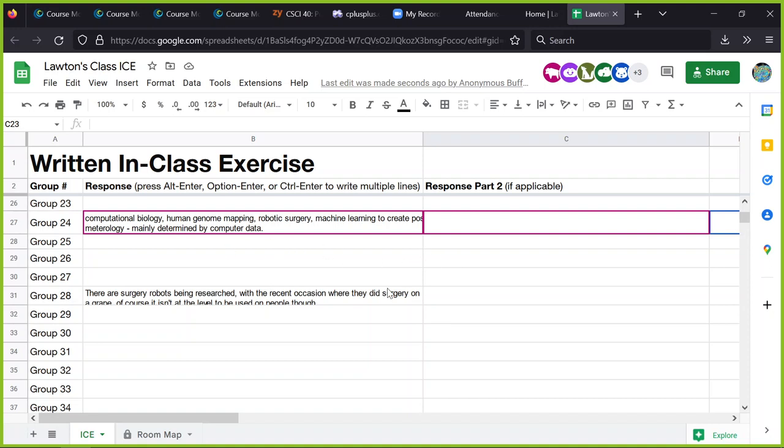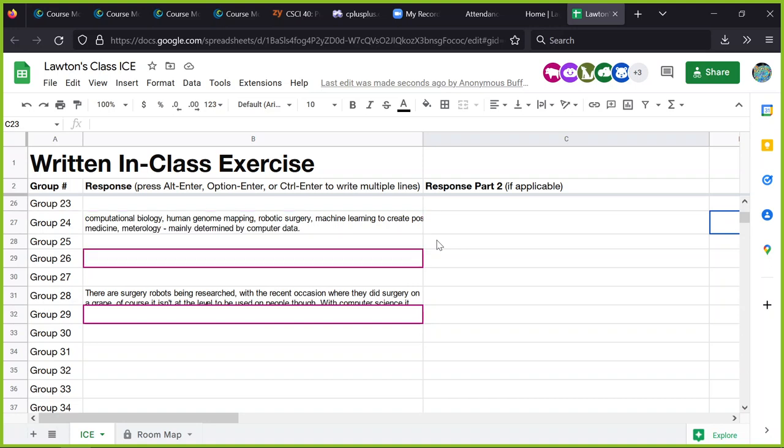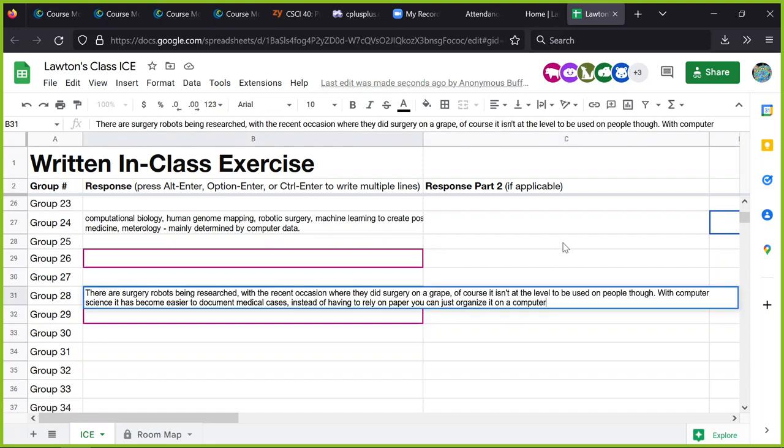Computational biology, yeah, very nice, group 24. Human genome mapping, that's something that I'll talk about in just a second, so that's great. Robotic surgery, yeah, all this stuff. Computers are really helping us, right? All that kind of stuff. Computers are helping us understand ourselves and other animals better, and make surgery go smoother and more successful. Yeah, lots as well. Group 28 thinking about. Very nice.